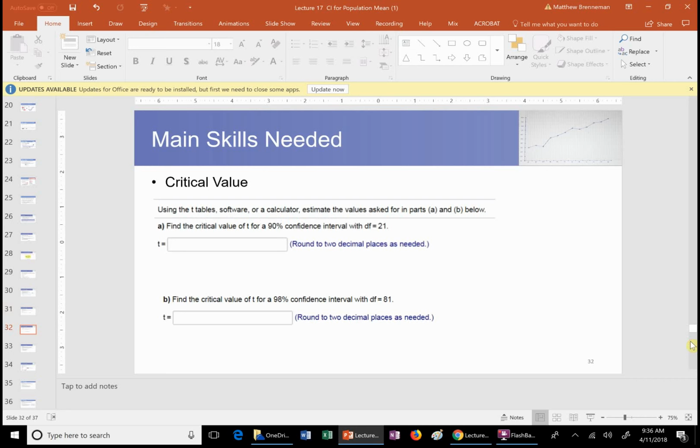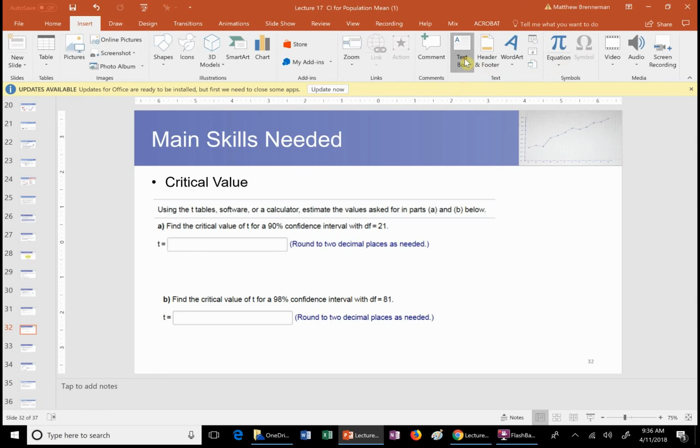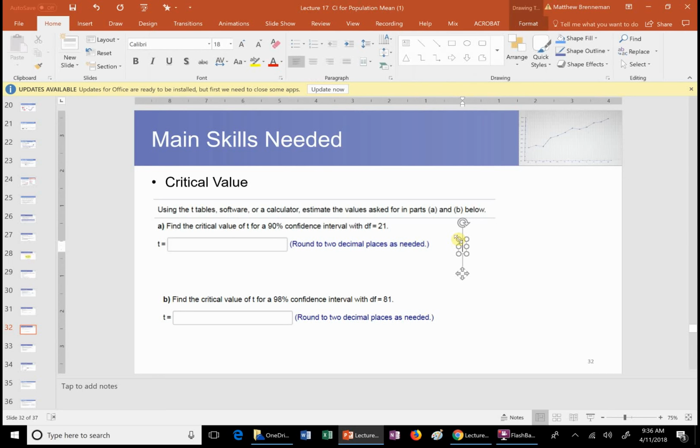So now we get to the critical values. So it says we want to find a critical value of t for a 90% confidence interval with a degree of freedom of 21. So here they've told us the degrees of freedom. So all we need to do is figure out the probability in the tail. So what we're going to put in is going to be equal to 1 minus 0.9, that's the confidence, divided by 2, or 0.05. So this is going to be the probability in the left tail.